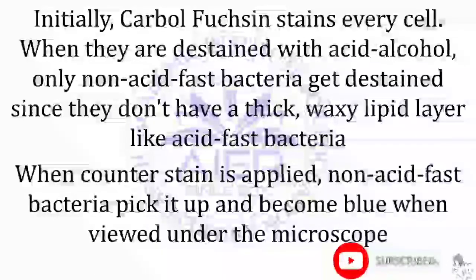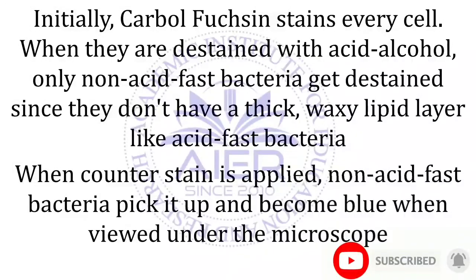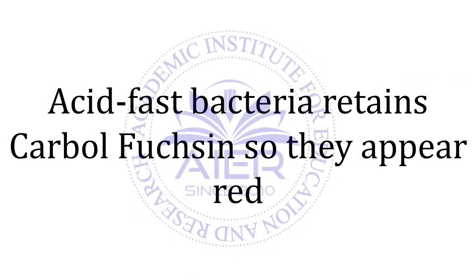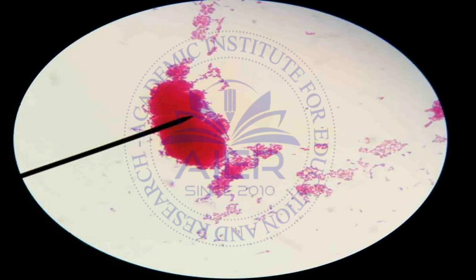Initially, carbol-fuchsin stains every cell, and then they are destained with the acid alcohol. Only non-acid-fast bacteria get destained, since they don't have a thick waxy lipid layer like acid-fast bacteria. When the counterstain is applied, non-acid-fast bacteria pick it up and become blue when viewed under the microscope, and the red entities are basically the acid-fast positive bacteria. Obviously, acid-fast bacteria retain the carbol-fuchsin, so this is the kind of observation you can make under the microscope.